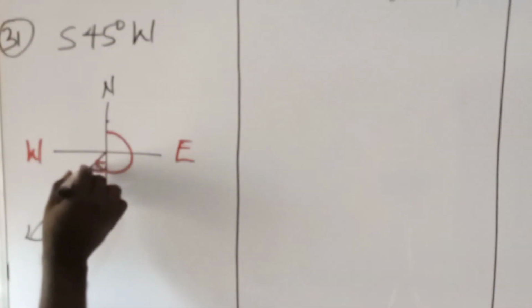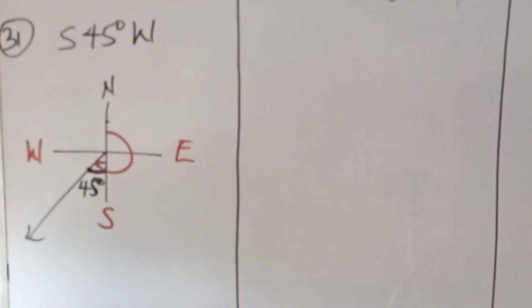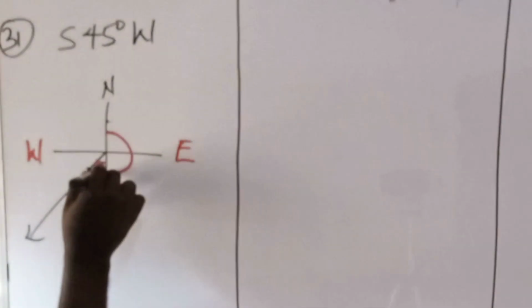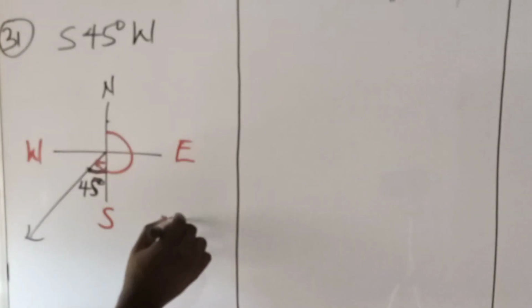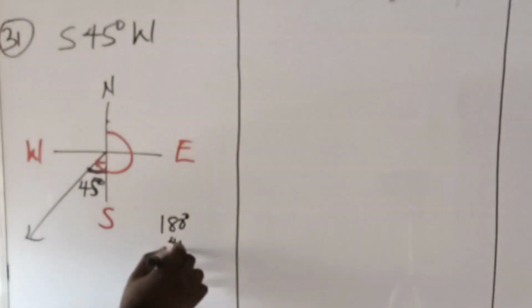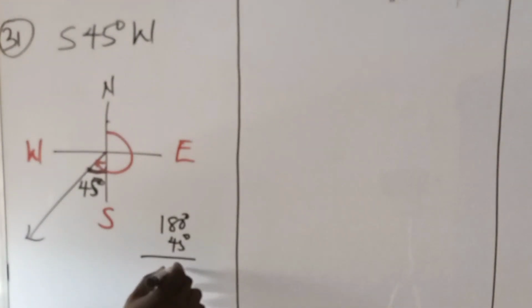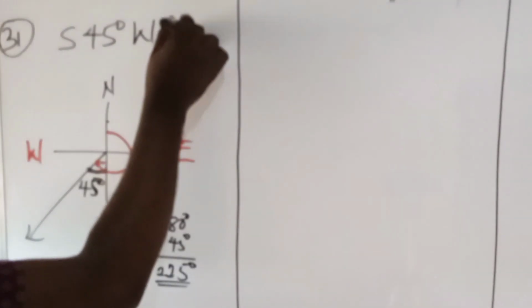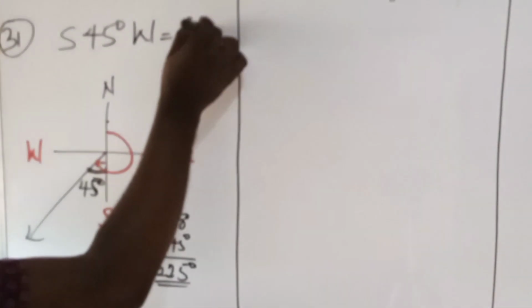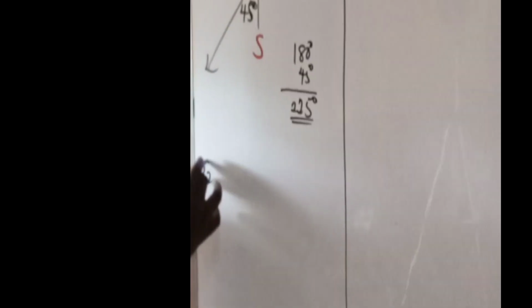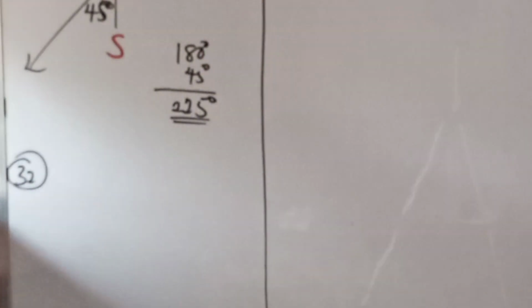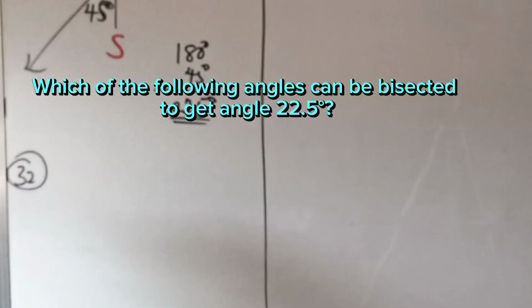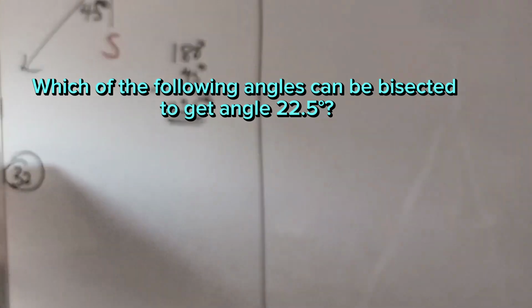We know this place to be 45, and from here to here is 180. That means 180 degrees plus 45 degrees gives us 225. So the 3-digit bearing of south 45 degree west is 225 degrees.